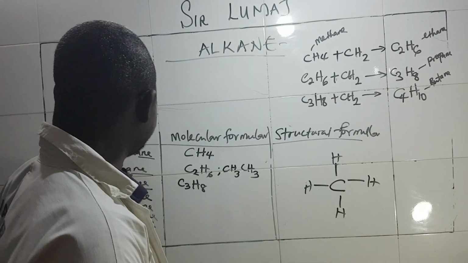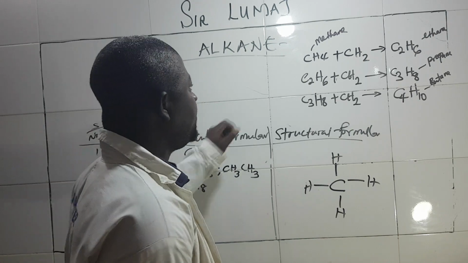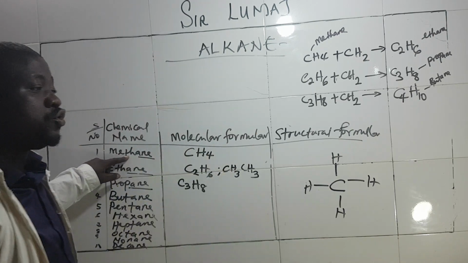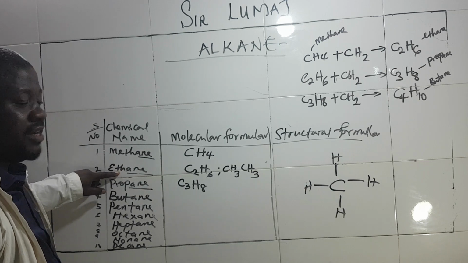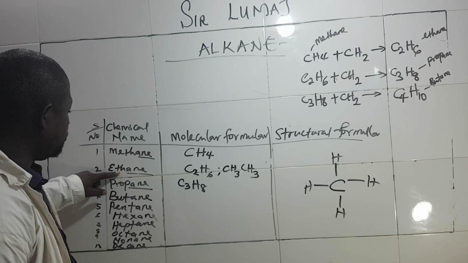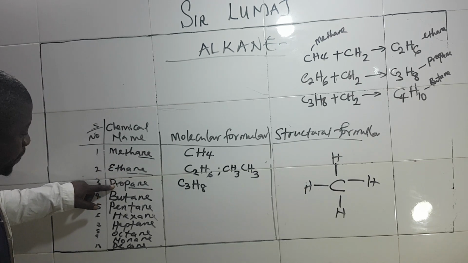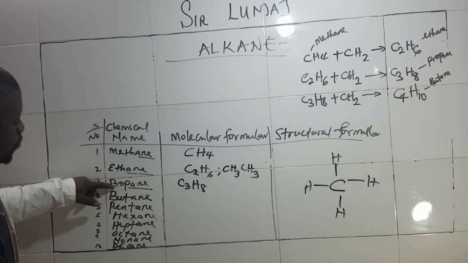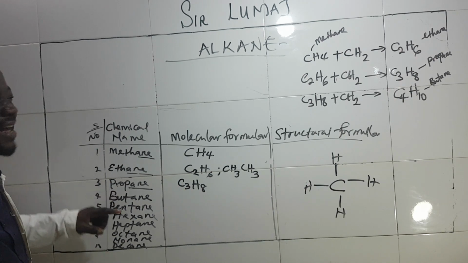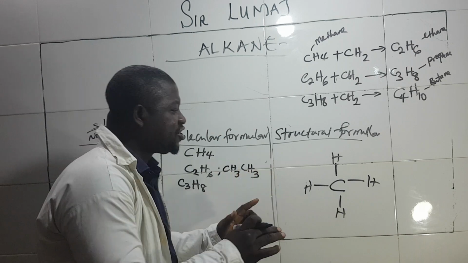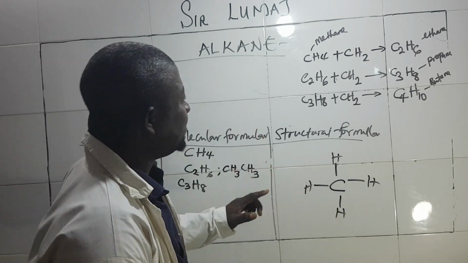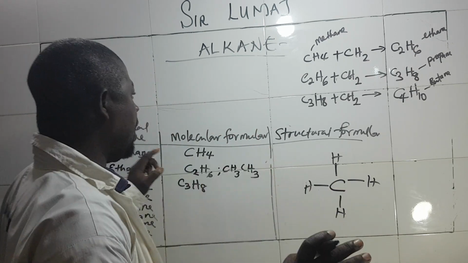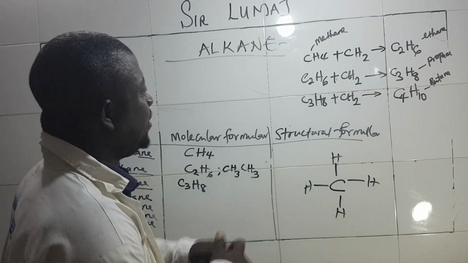Homologous series differ by CH2. Methane differs by CH2 from ethane. Meaning that if you add CH2 to methane, you're going to have ethane. If you add CH2 to ethane, you're going to have propane. If you add CH2 to propane, you're going to have butane. That is the meaning of homologous series differing by CH2. I want to believe that is very clear.